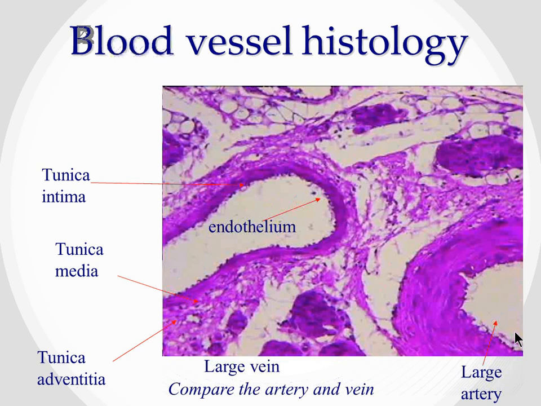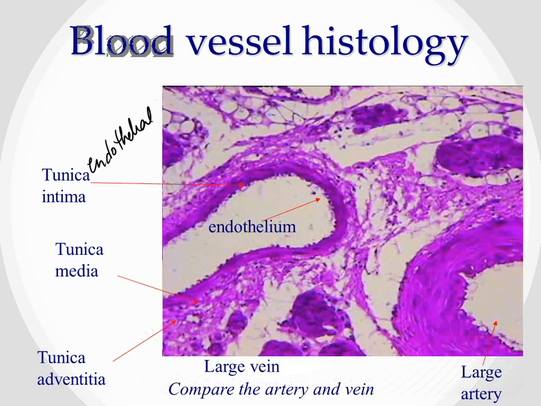This is a little bit on blood vessel histology. Blood vessels have 3 tunics or layers. The innermost layer is known as tunica intima, which is made up of a little connective tissue and the endothelial lining. So it's got the endothelial lining.